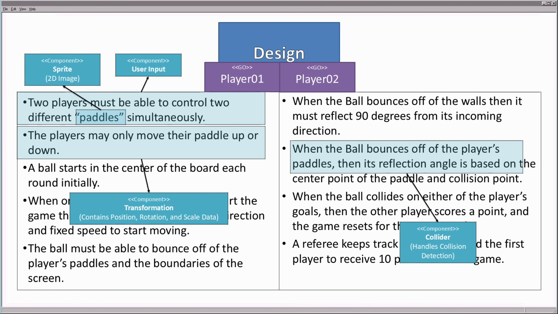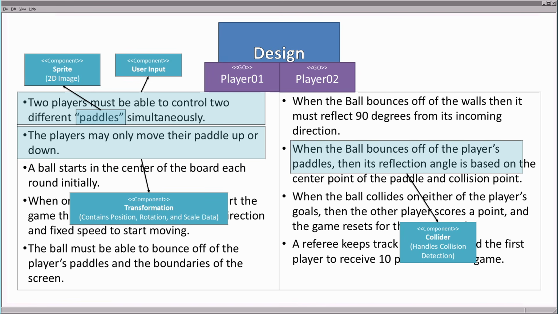Focusing on what was related to the player first, we notice that some of these can be related to very simple concepts. User input is needed to access the controls and apply them to the paddle. Position, rotation, and scale is considered a special kind of component called the transformation. We will go into more detail about the importance of this component in a future lecture.